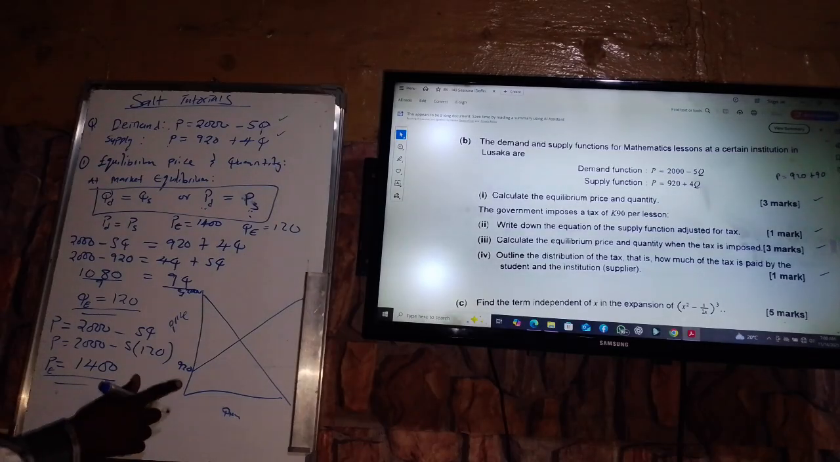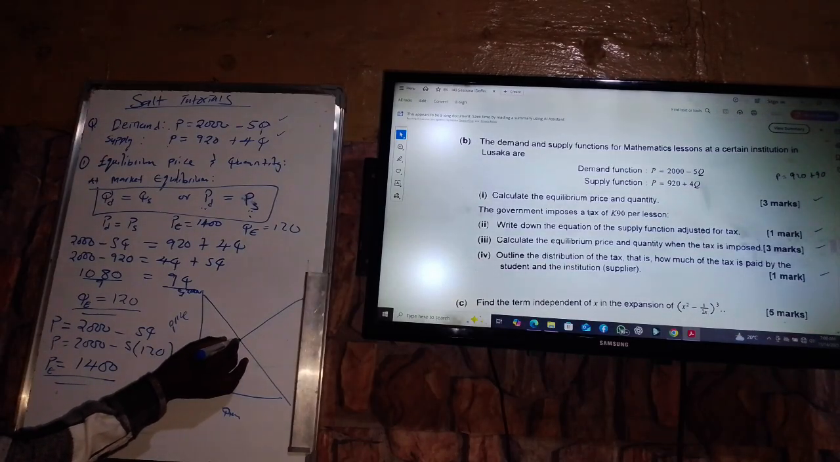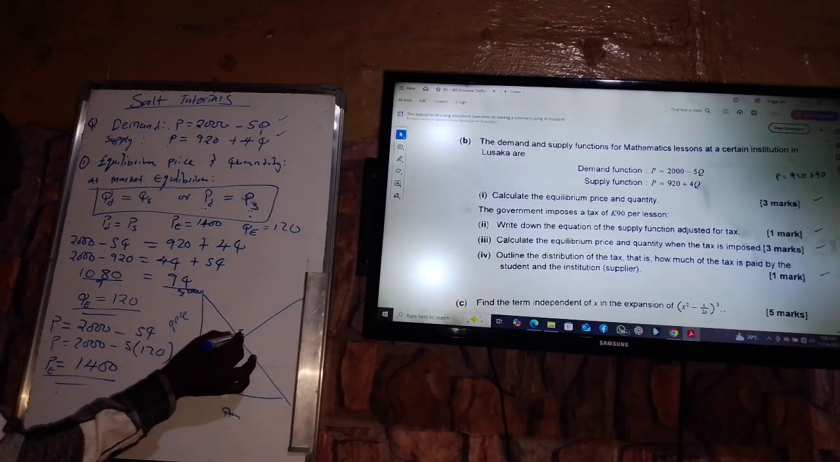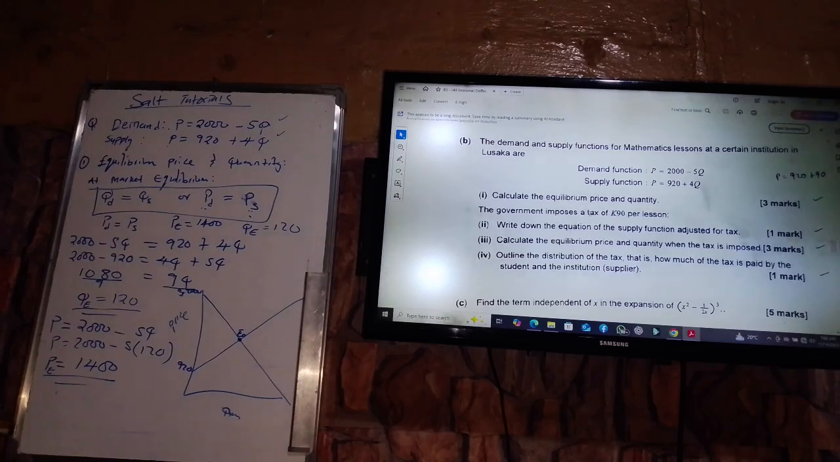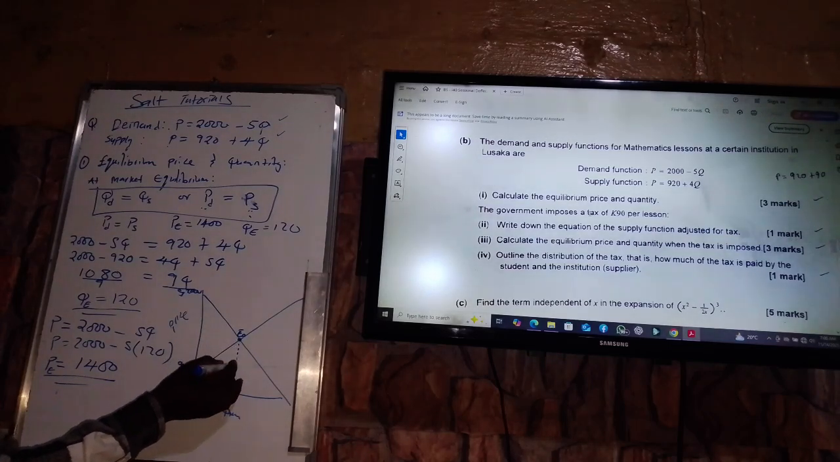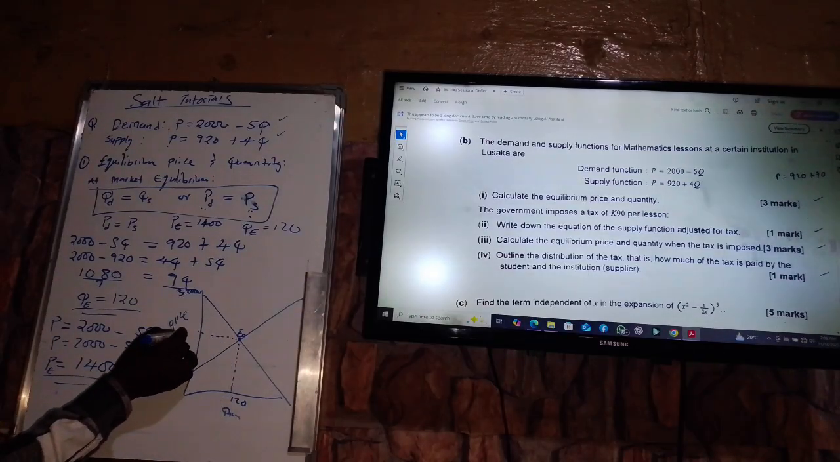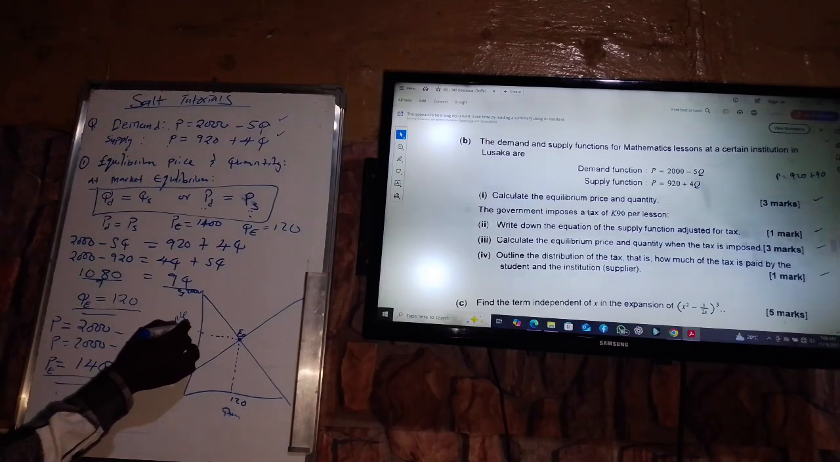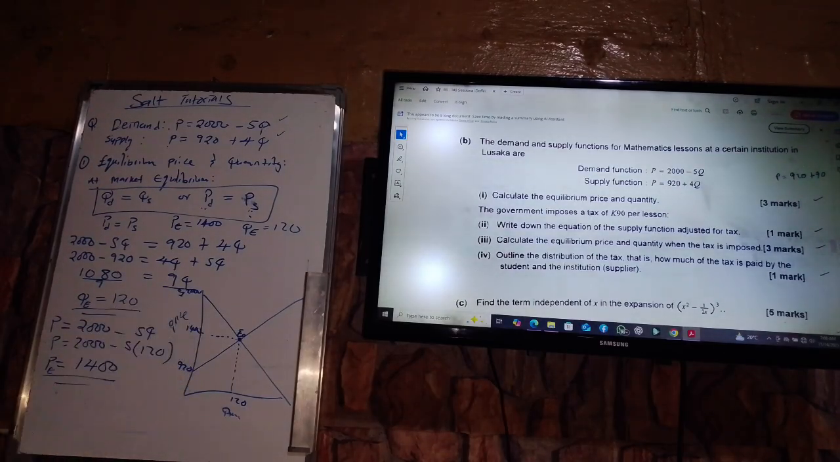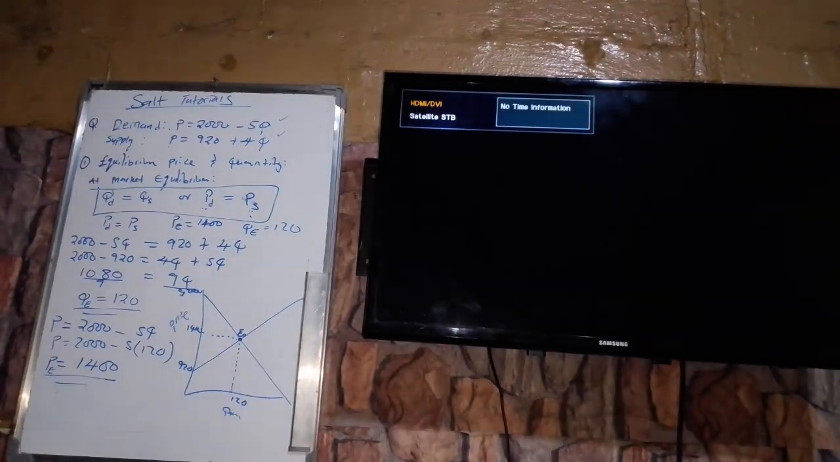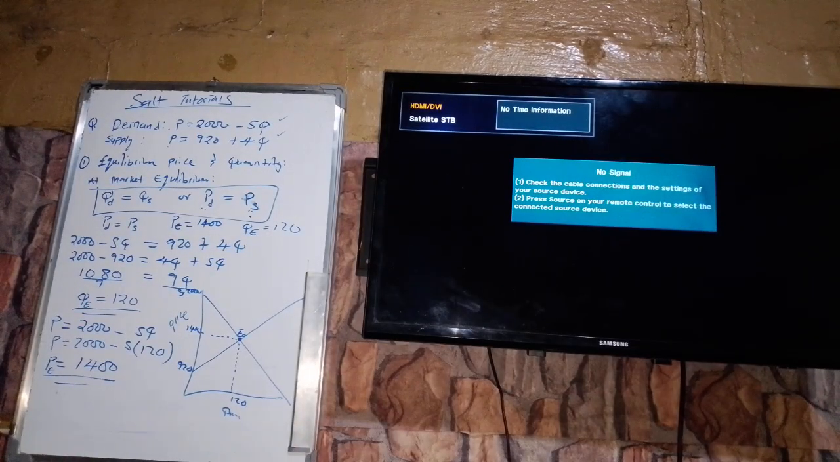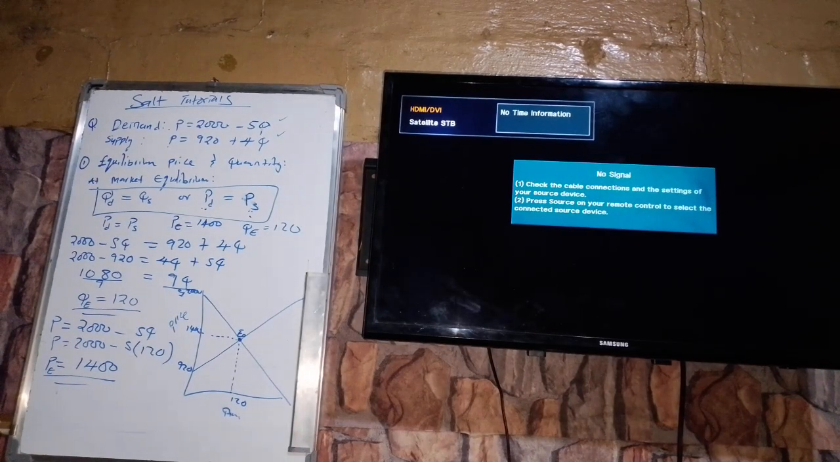So if this is my axis, then at this particular point where they meet is where we are going to have the equilibrium point, or the equilibrium market. At this particular point, we are simply saying the equilibrium quantity here should be 120, and the equilibrium price here should be equivalent to what? 1400. That's what we mean. So that's basically the representation of the market equilibrium. They didn't tell us to sketch, but that's briefly how a graph should look. Now let's go to the second part.